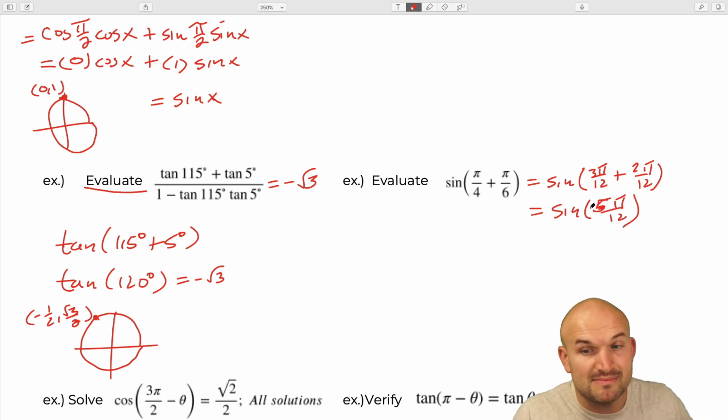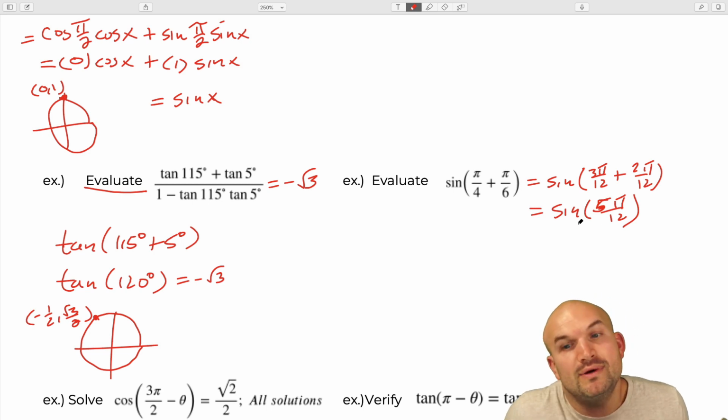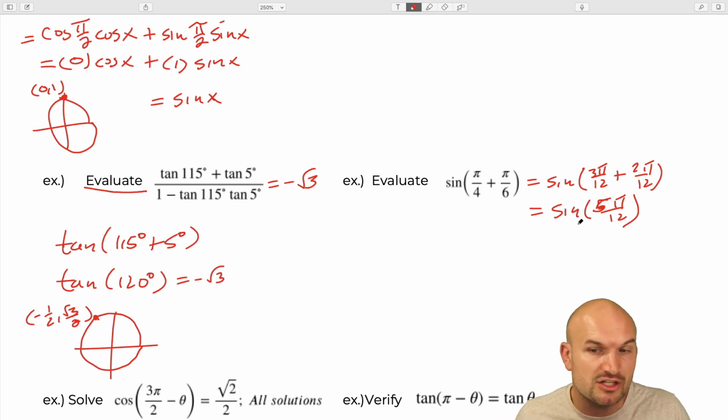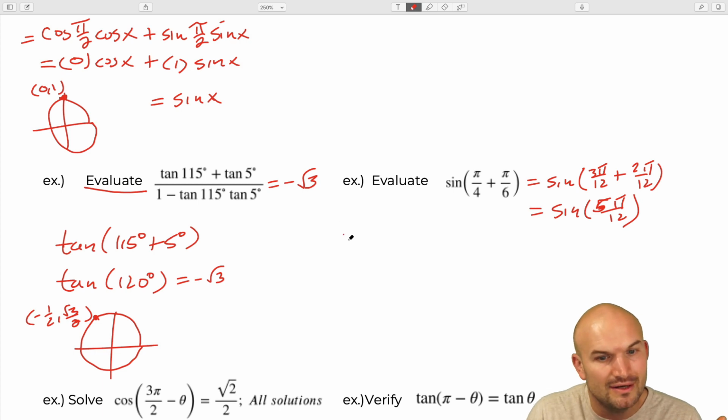Sometimes you might be given an answer that's written as sine of 5 pi over 12. Well, we don't know 5 pi over 12 based on our knowledge up to this point of the unit circle. We don't know that angle. However, if you break that into 3 pi over 12 plus 2 pi over 12, and then reduce that to pi over 4 plus pi over 6, you realize, oh, I can evaluate that.